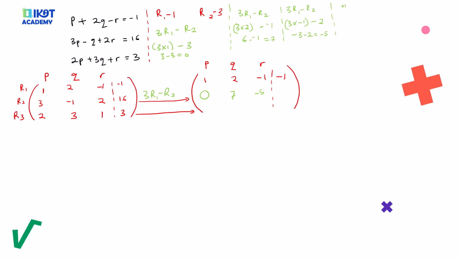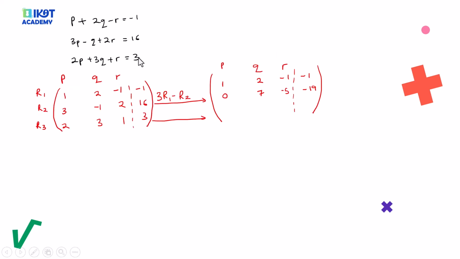Then we continue 3R1 minus R2. I come here and say 3 times R1, which is negative 1, minus R2, which is 16. So I have negative 3 minus 16, which is equal to negative 19. So here I have negative 19. Now I'm going to first pause and clear this, because we're going to be using the same space for each working. Okay, now this is what we ended with on the last part.